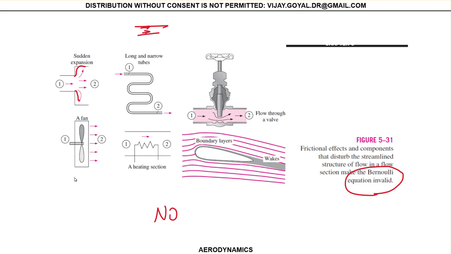Here and around the fan, you cannot apply it unless I take a big segment that's away from here. I take a boundary that goes like here, then I could apply it from here to there, but whatever is inside doesn't matter. Then here, I'm heating it. Heating means a no-no. You got a valve. Now because you got a valve, you're going to have lots of friction. The boundary layer is a no-no. The wakes are a no-no. I can apply it anywhere that's not one of these.